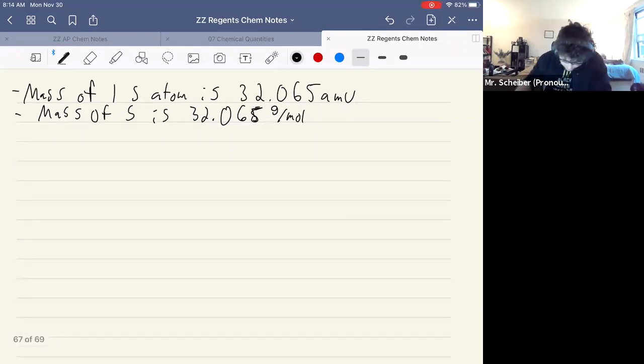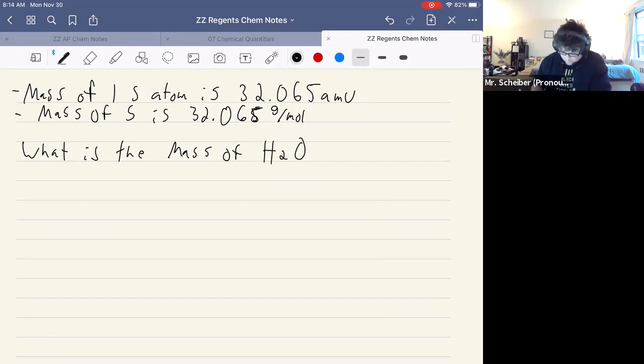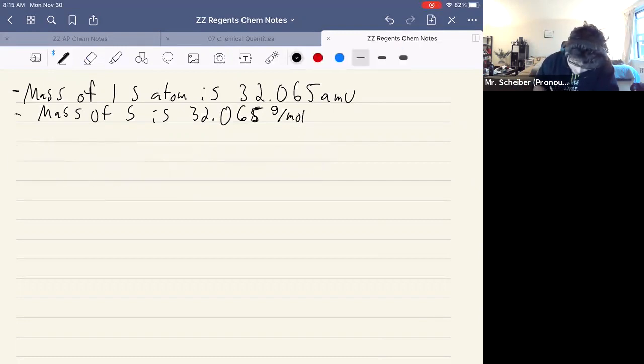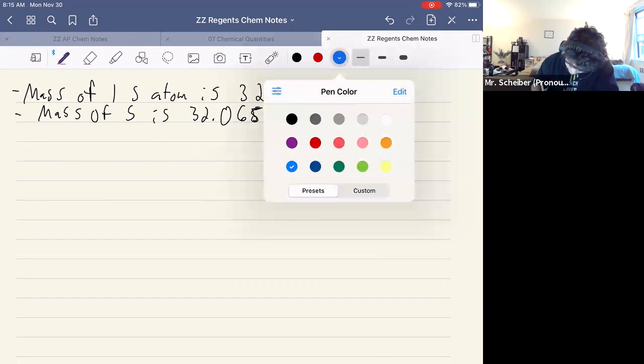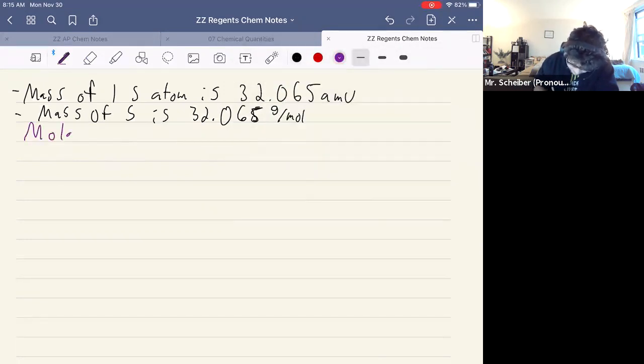So let's talk about what is the mass of water. Let's say I want to find the mass of water. Well, if I'm in a lab, I don't want to know the mass of one water molecule. I want to know the mass of the whole water, the molar mass, if you will. Ooh, there's a new vocab word. Molar mass. You can get a couple of vocab words today.